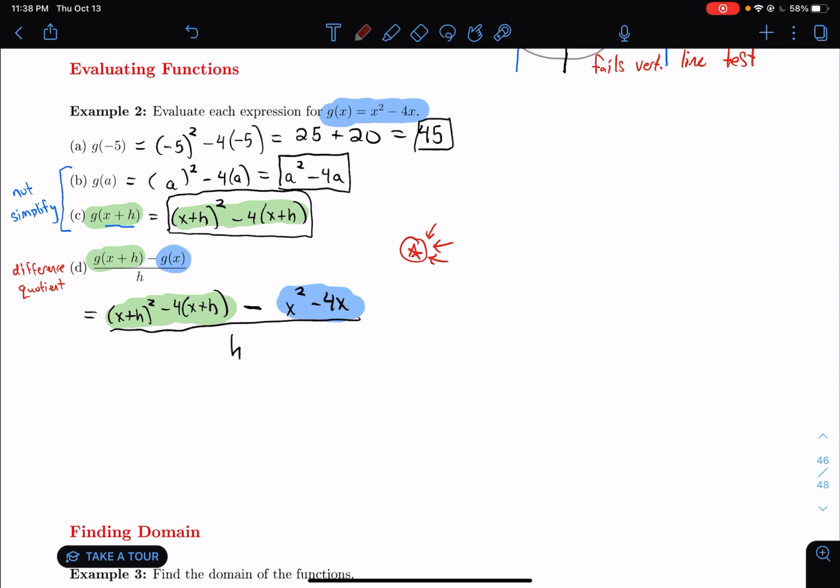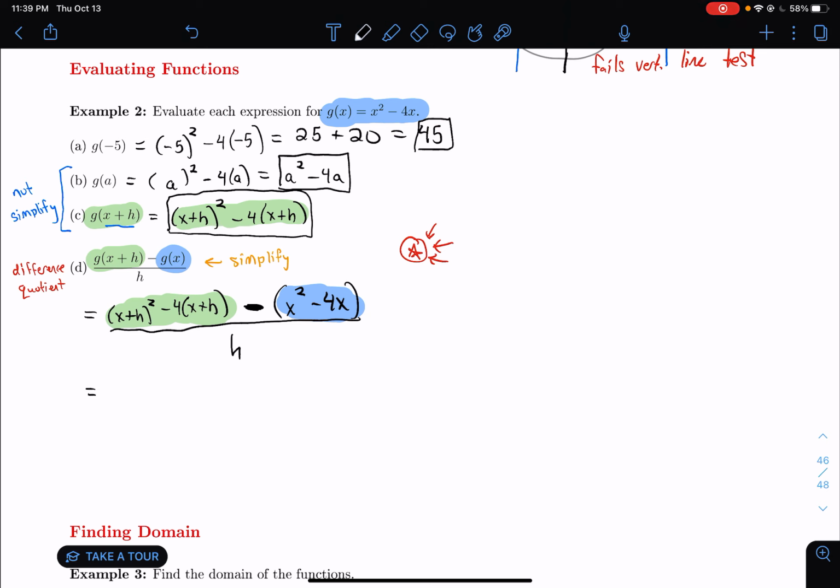Okay, so what I forgot was I need to put a parentheses around this because this minus sign needs to apply to the whole g of x part. And if I don't have that parentheses, well, my minus sign would only have been applying to the x squared term, but not to the minus 4x. Okay, so I got this. And for part D, I do want to simplify this. So I'm going to specify right now that I want to simplify this. Okay, so what could I do to simplify it?